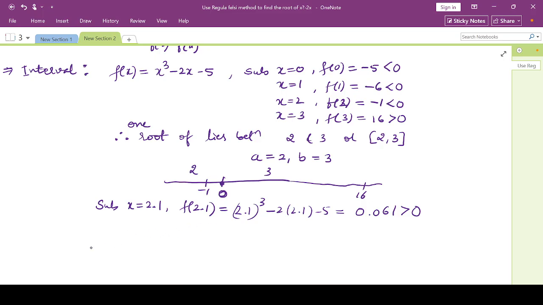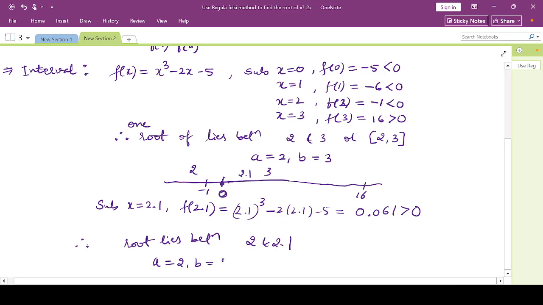So what you can observe is, you can write, therefore root lies between 2 and 2.1, by substitution of 2.1, which is very close, that is 0.061, is very close to 0. Therefore we can write, actually we have modified the b value, so a is equal to 2 and b is equal to 2.1. Correspondingly f of a means f of 2.